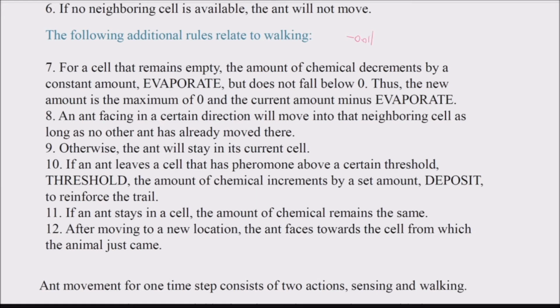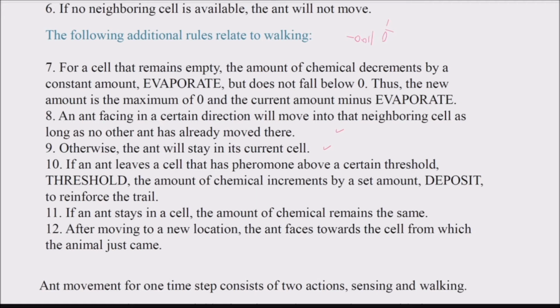And an ant facing in a certain direction will move into the neighboring cell. So that means if he's facing this way, obviously he's planning to go there, right? So that's what it is. And as long as no other ants are occupying it, he will move. Otherwise the ant will stay in the current cell. Of course, we talked about that already.